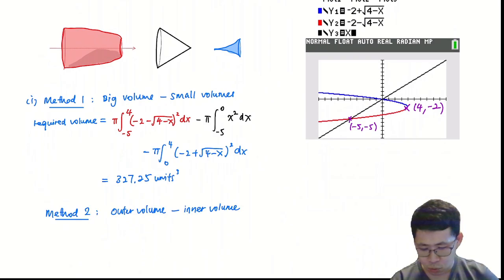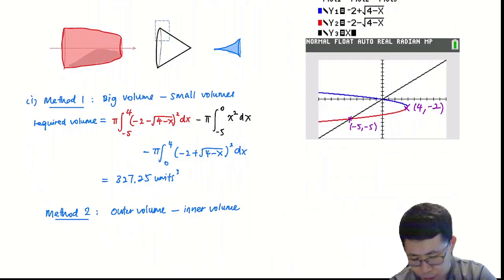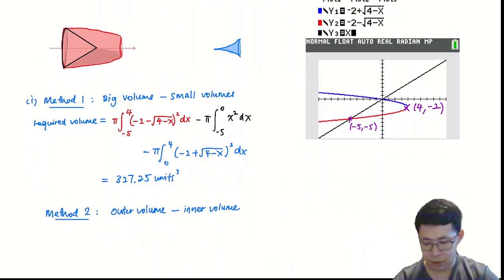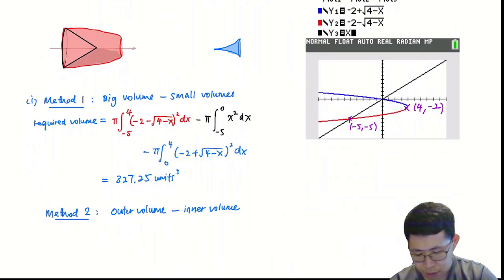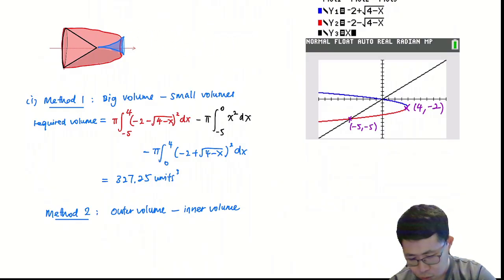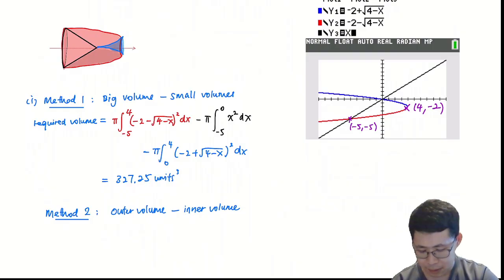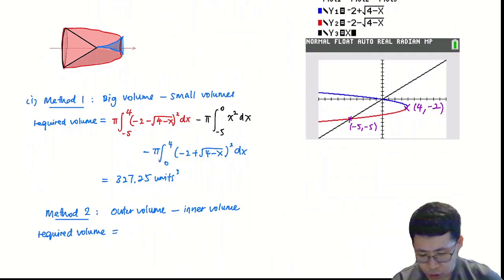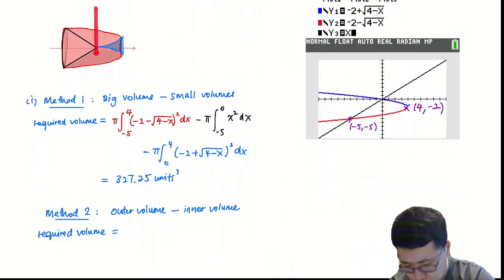For method 2, we can think of it as an outer volume minus the inner volume. So what does it mean over here? If you were to refer to this one over here, we have to split all of this into two different sections, because we are concerned with mainly two different sections over here. So the required volume over here, we need to split into two sections.